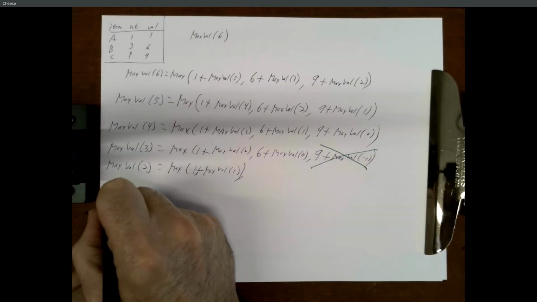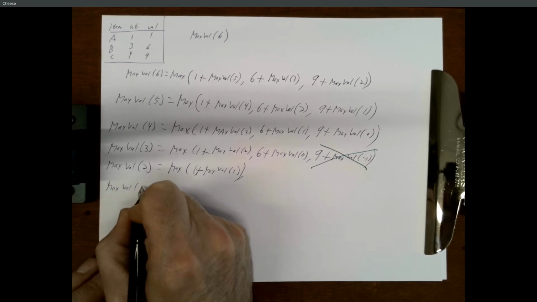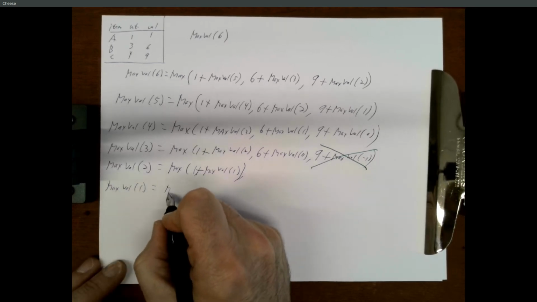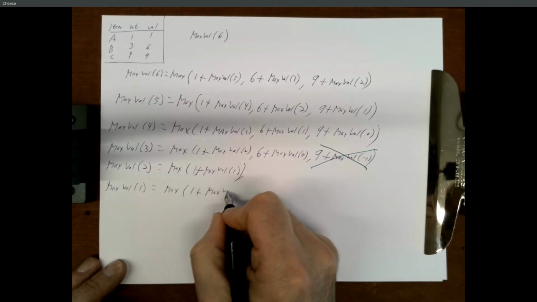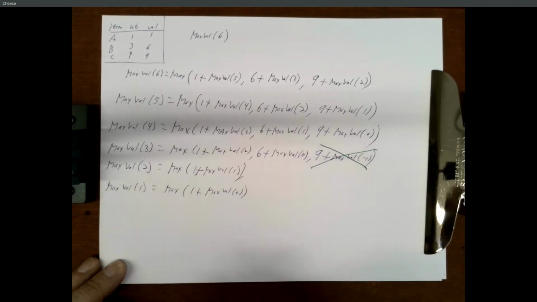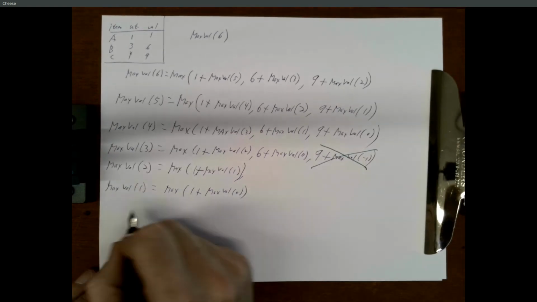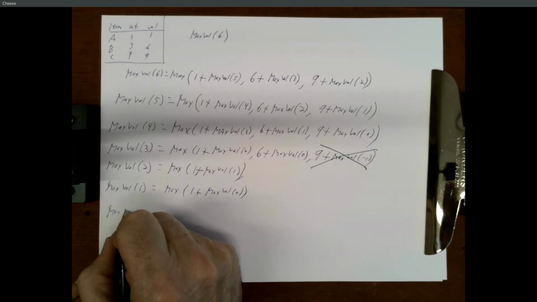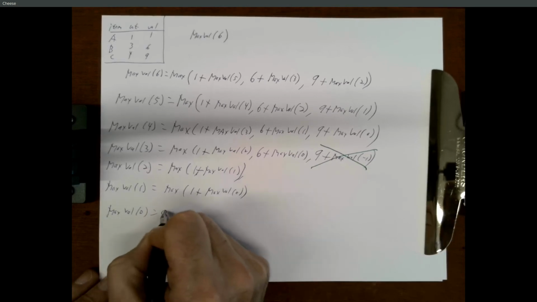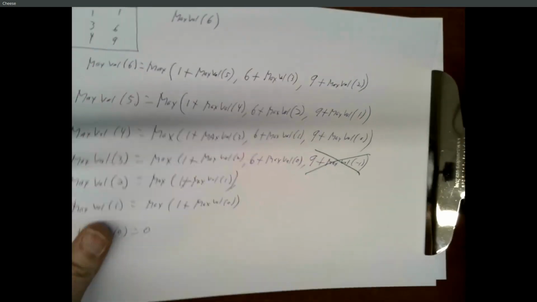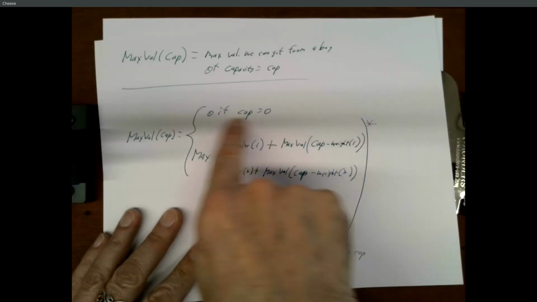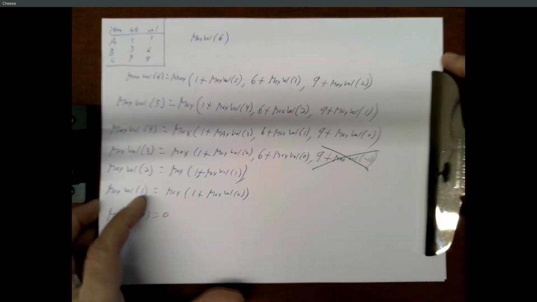And then max val of 1 equals, put in a pound plus the remaining capacity of 0. And eventually we're going to call max val of 0. And that's just going to be 0. That's a base case which does not recurse. The base case says if our capacity is 0, just return a 0. So that's where we start coming back up out of the rabbit hole.